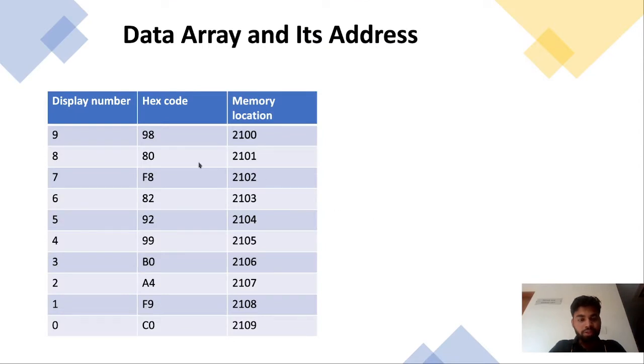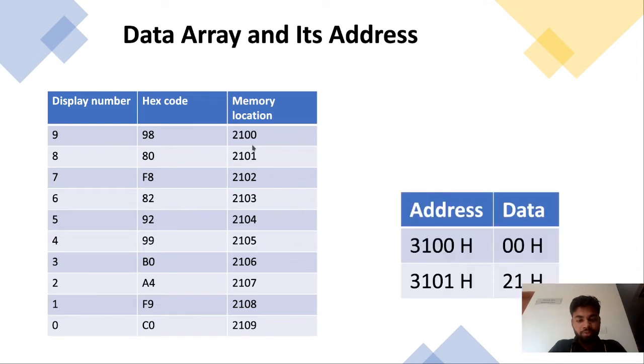So for this, we have taken the array data structure. We have stored our array starting from the memory location 2100 hex, where character 9 is stored, similarly 8, 7 and so on. Now we have to store the starting address of this list somewhere in the memory. So for that we have taken the 3100 hex address and stored the starting address of this list at this location.